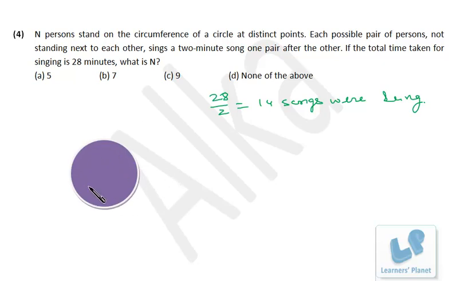Now they are standing across the circumference of a circle, right? So this is the circle, and these persons are like this. We don't know what the number is, just taking an example. Now according to the question, suppose we pick up this person A. He can sing the song with this and this, right? This, this and this, but not with these two persons, right?